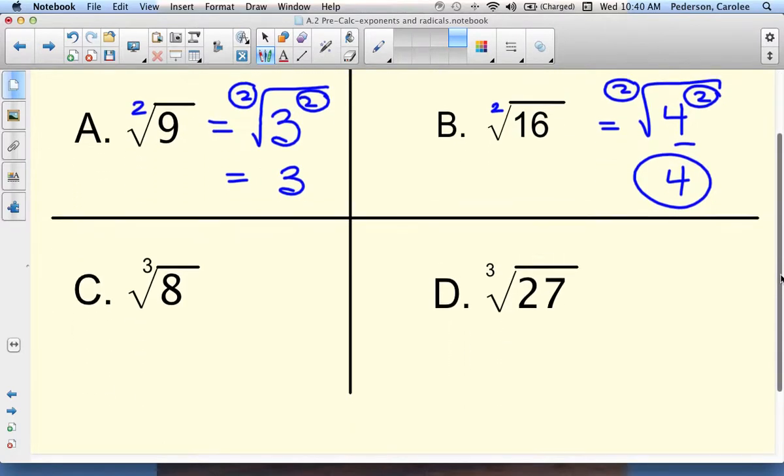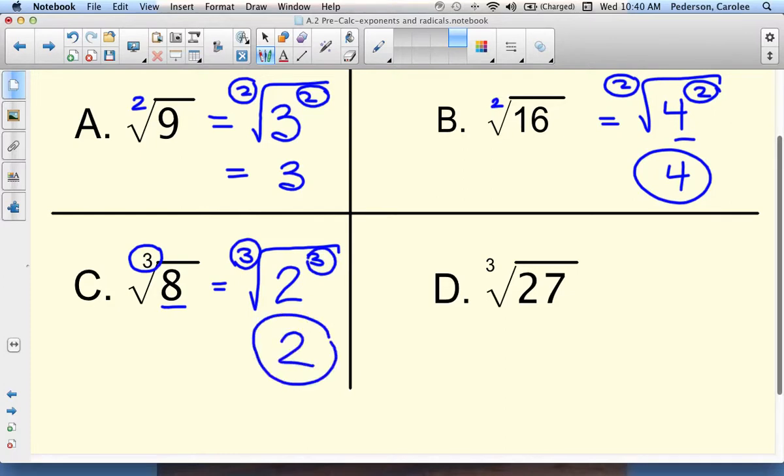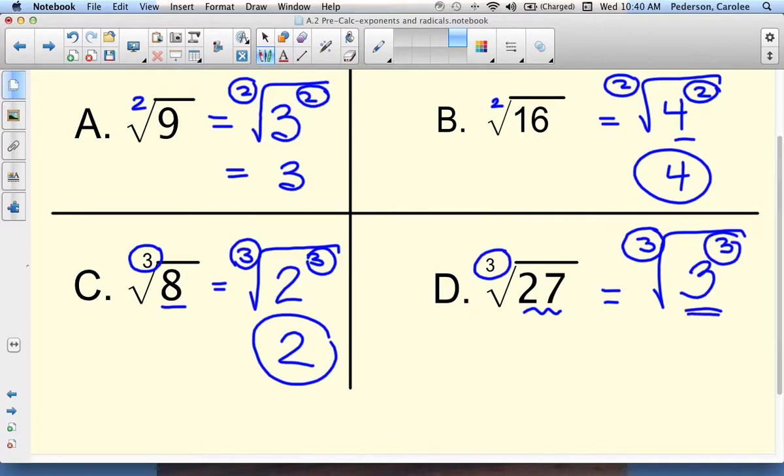Now notice we're changing the index in these next two examples to cube roots. So the index now is 3. So if we want to rewrite that 8, we rewrite it as 2 times 2 times 2, which is 2 to the third power. For it to cancel out, the index and the power must match up, so you're left with 2 as your answer. This last example is a cube root. Its index is 3. So to change 27, it would be 3 raised to the third. Again, my index and my power match up, so I'm left with 3.